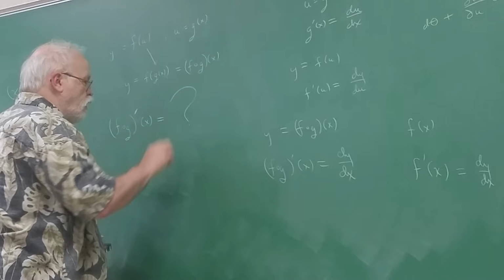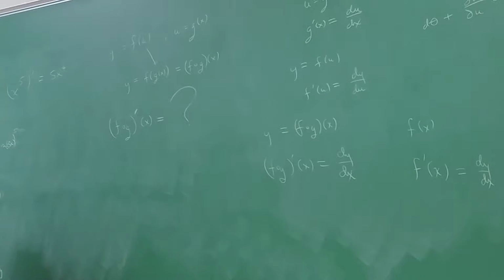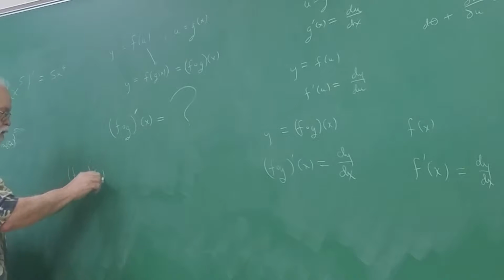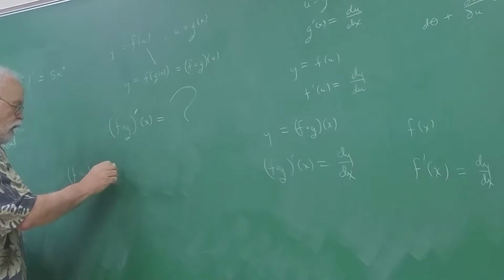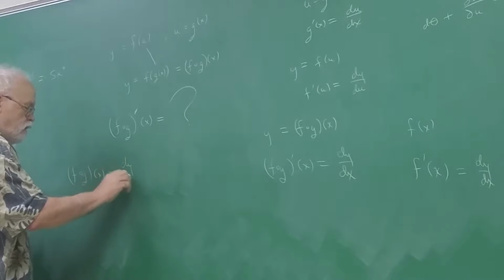Big old question mark, because only one person admitted to knowing what the formula was. Out loud, anyway. And I'm not a clairvoyant. So anyway, what is f circle g prime of x equals dy dx.